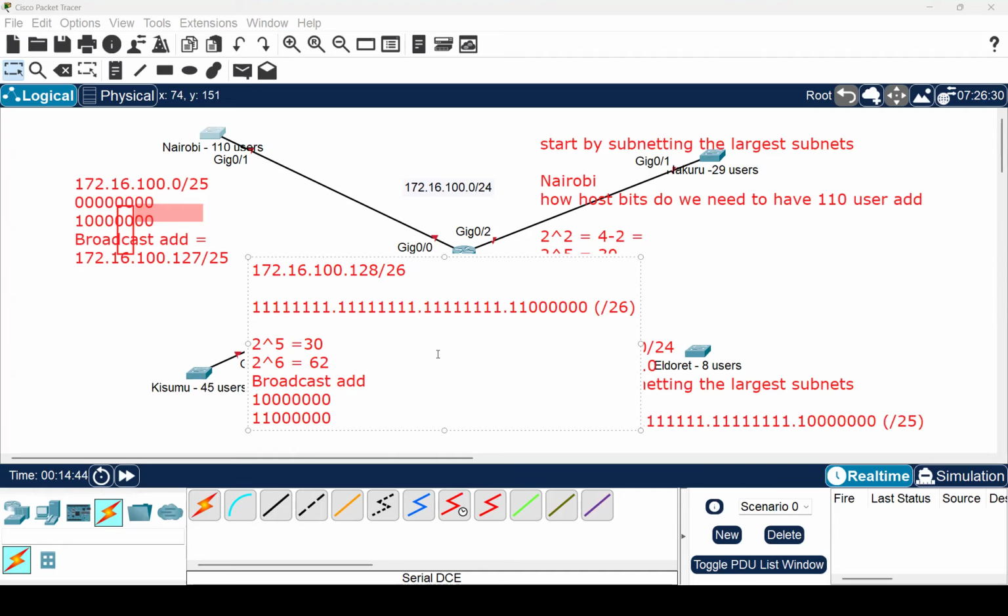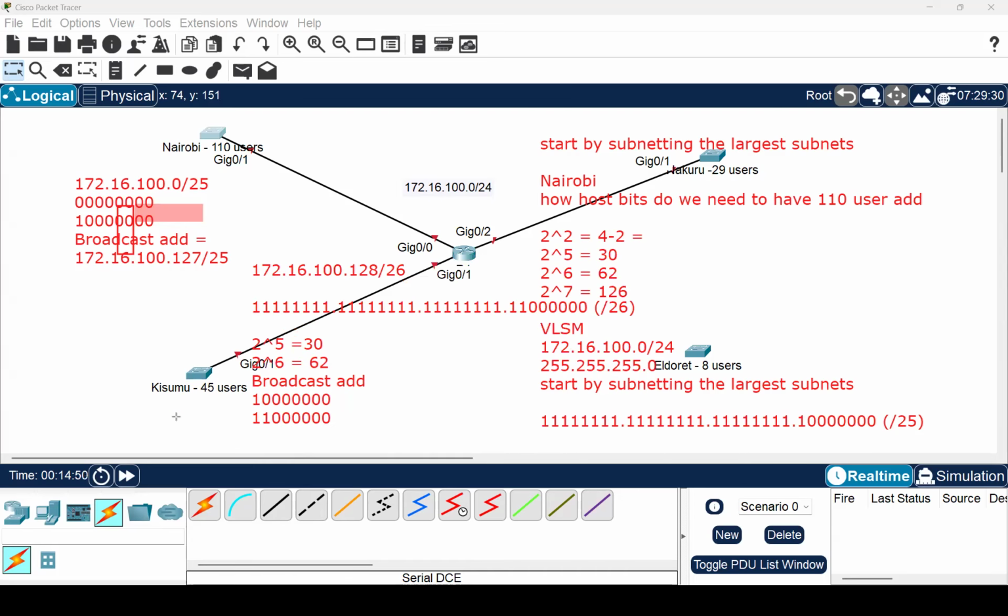Now, the network portion is this portion here that we aren't going to touch. The network portion is these 2 bits here. So we will not touch these 2 bits. But then the remaining bits here, we convert them to all ones to get the broadcast.